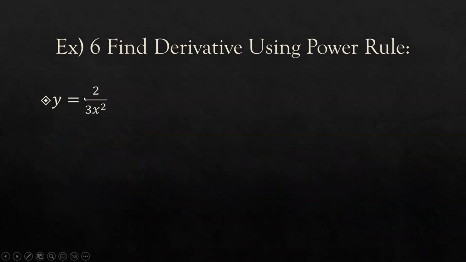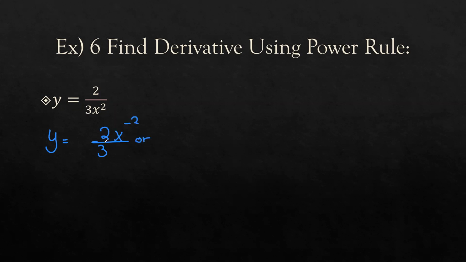This one. Now, later on, you're going to learn about the quotient rule. If you can avoid the quotient rule, you should, because it does take more time. I don't want to apply the quotient rule. I want to use the power rule. So I'm going to have to rewrite this equation as a negative power, right? So 2 over 3x squared can be written as 2/3 x to the negative 2.